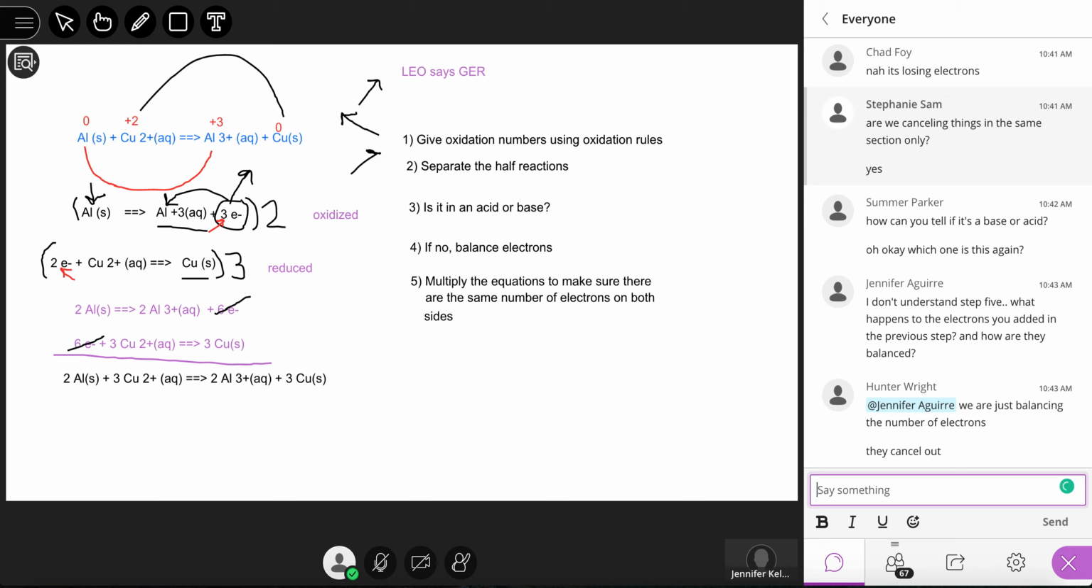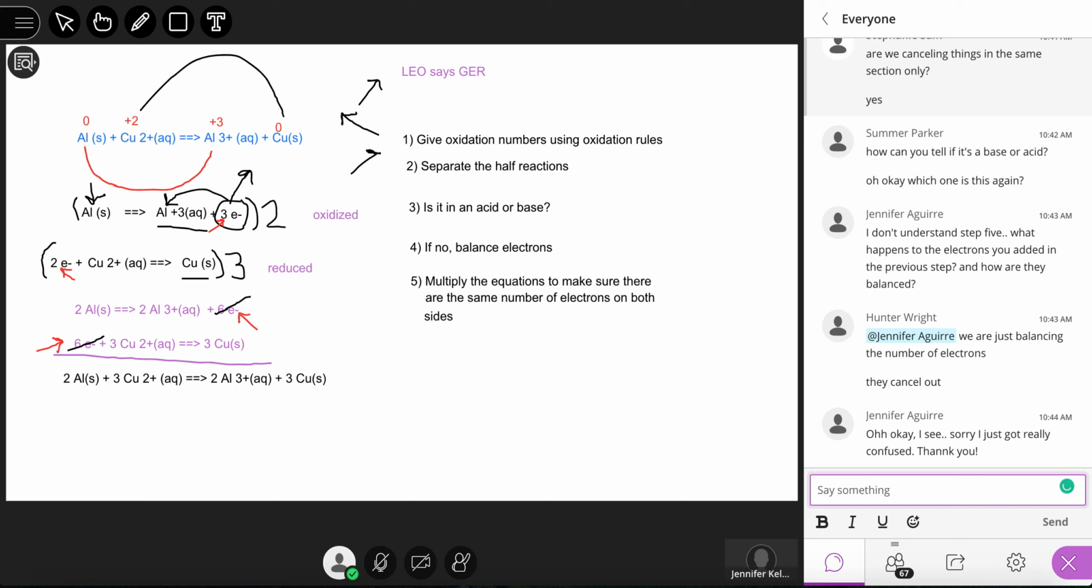So in this case, since we know that 2+ has to be balanced with 2 electrons, if we multiply the whole equation by 2 for aluminum and 3 for copper, the whole purpose is so that aluminum will be losing 6 and then copper will be gaining 6. So that part is balanced. Is that better? No, that's okay.